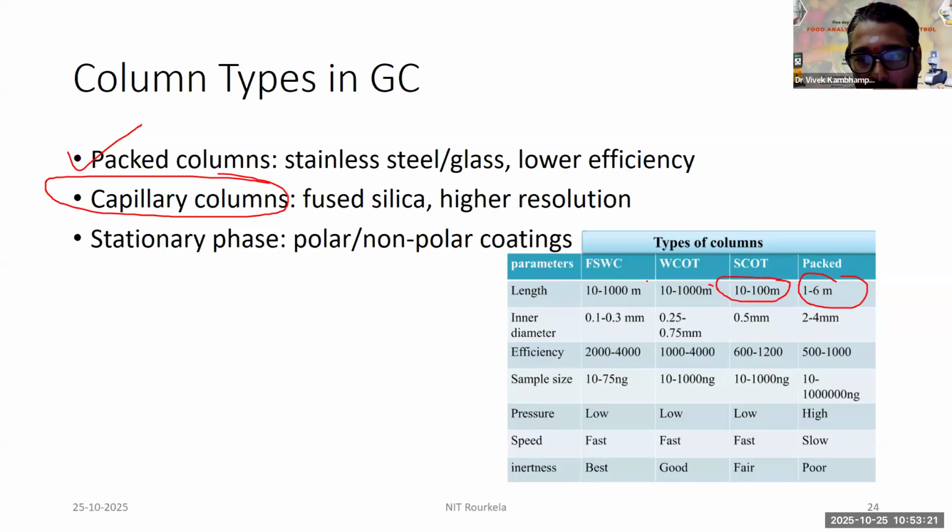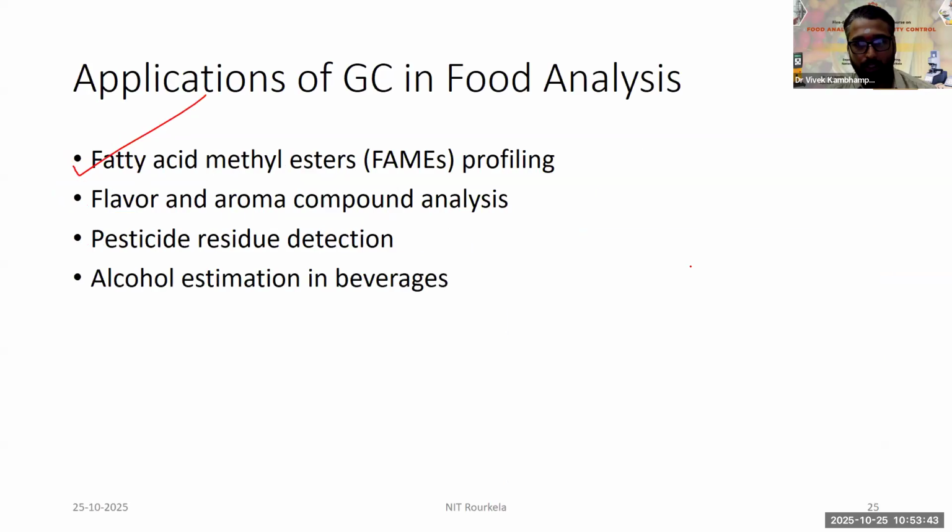The main differences are in the length of the column, the inner diameter of the column, and efficiency, right? And then sample size. These are some of the specifications for the column. Okay, before going for the analysis, you need to select which column you need to use.